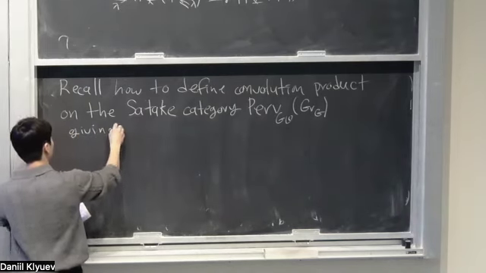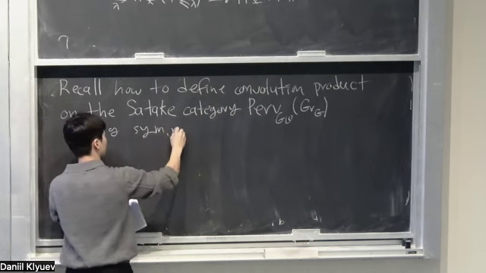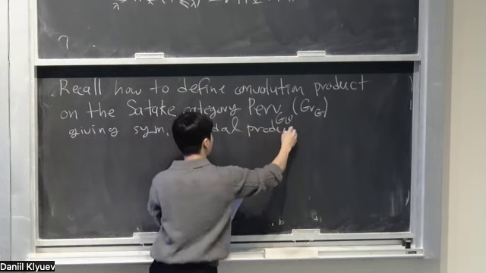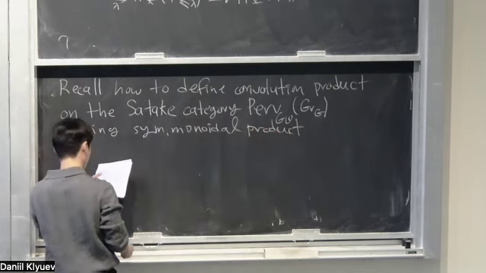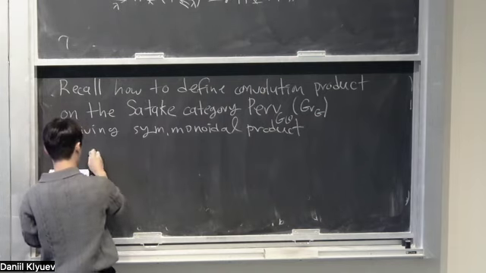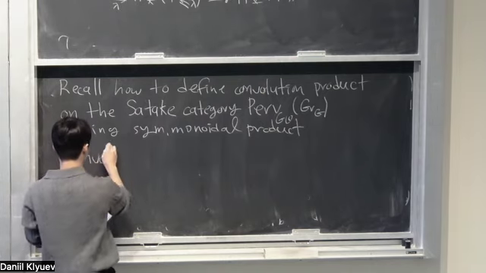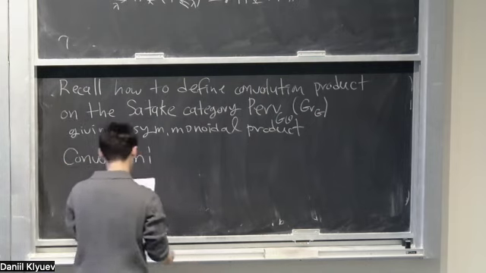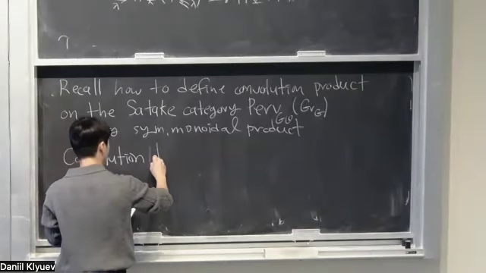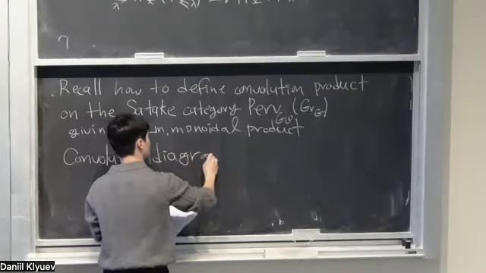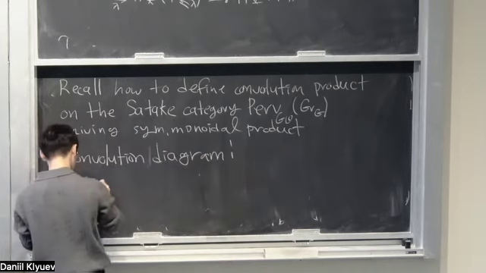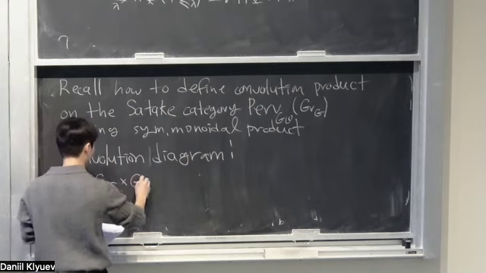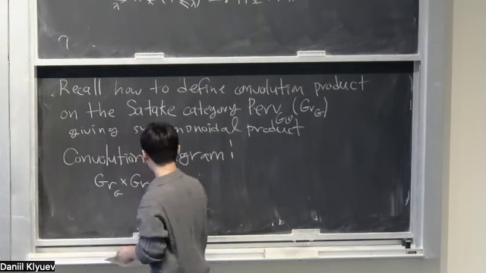Giving the symmetric monoidal product. So this diagram we will translate to our situation, a kind of convolution diagram, and then use that to define convolution. So in the affine Grassmannian context, this is exactly this map. I mean this diagram.